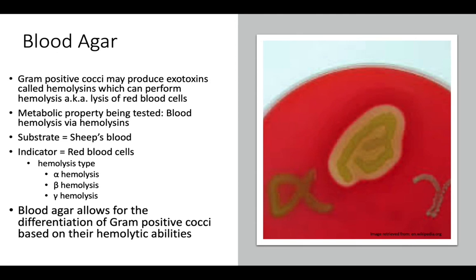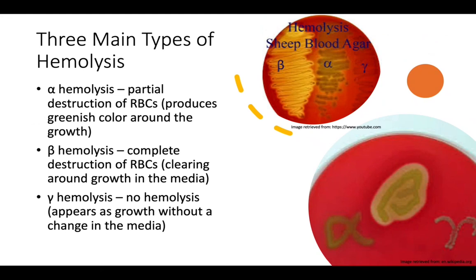Same with staph. Staph aureus can be differentiated from other staph with blood agar. And not all staph aureus is hemolytic. So that's another thing to remember. So if you think you have staph aureus, your hemolysis is not necessarily going to confirm or deny that when you get your results from your blood agar plate.